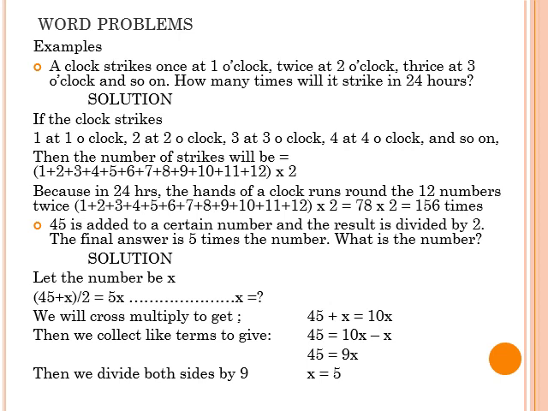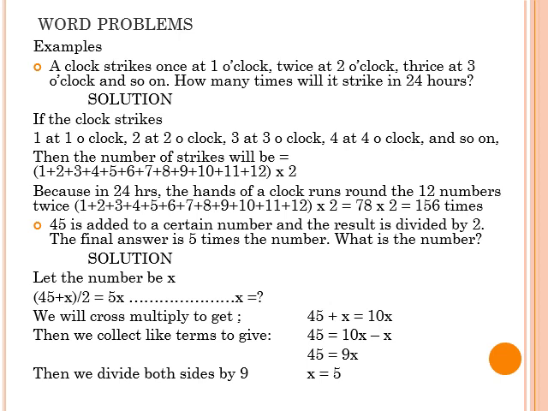Good. So when we add this, 1 plus 2 plus 3 plus 4 plus 5 plus 6 plus 7 plus 8 plus 9 plus 10 plus 11 plus 12 is equal to 78. When we multiply 78 by 2, it is equal to 156. That means the clock strikes 156 times in 24 hours.